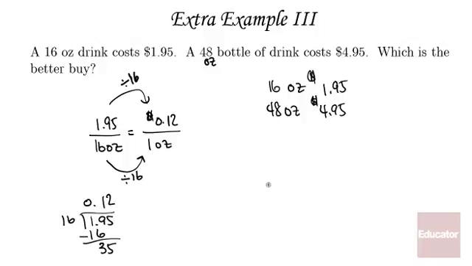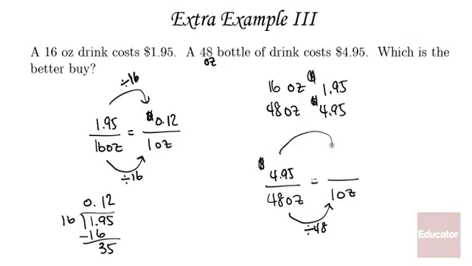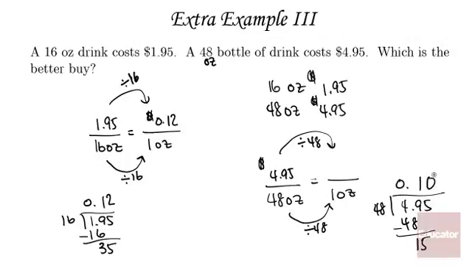Now on the second one, we have 48 ounces at $4.95. And to find out for 1 ounce, I can go from the number 48 to 1 by dividing by 48. So we're also going to do that to the top. $4.95 divided by 48. It'll go in 1 time, leaving me with 15, which 48 will not go into 15 at all. So it's about 10 cents.